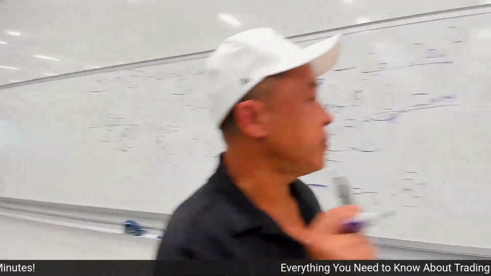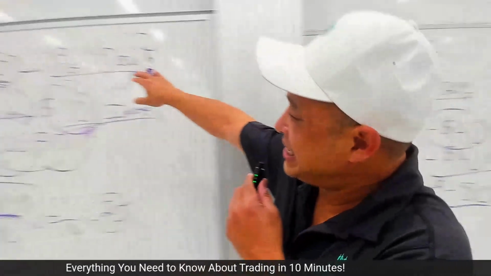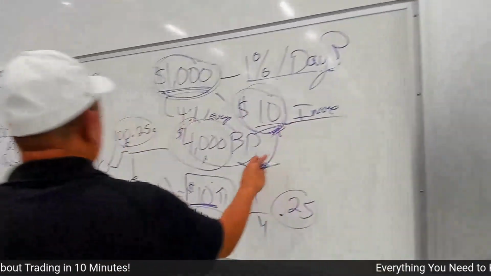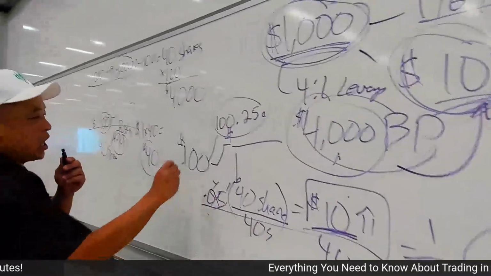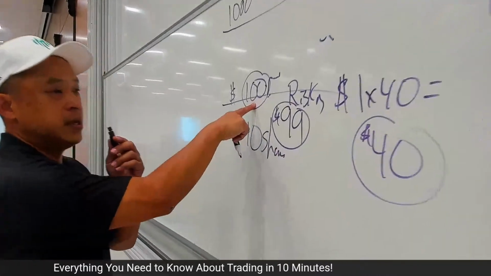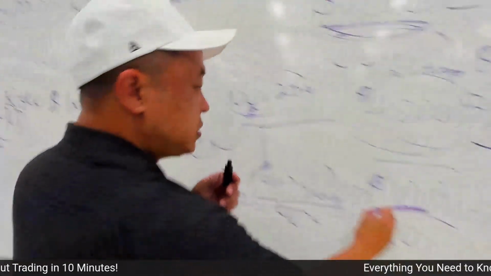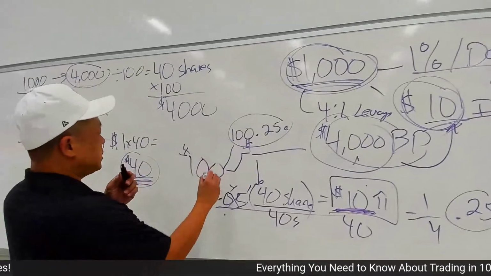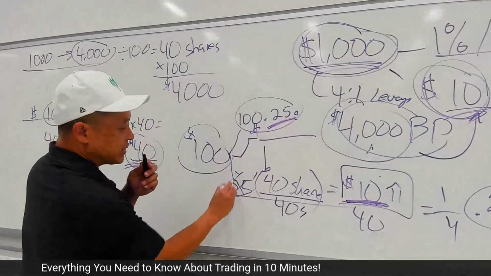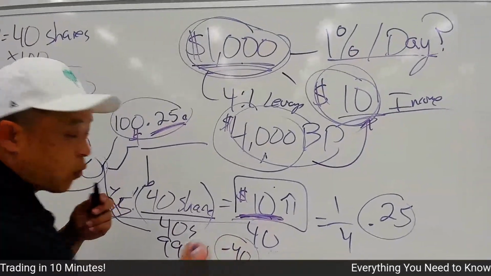$1,000. Here's the recap. $1,000, 1% a day is only $10. If I'm only trying to make $10, I could buy 40 shares of a $100 stock, risking $40 to make $10, and the stock only has to go from 100 to 100.25. While if I get stopped out, it hits $99, but the most I ever lose is $40.